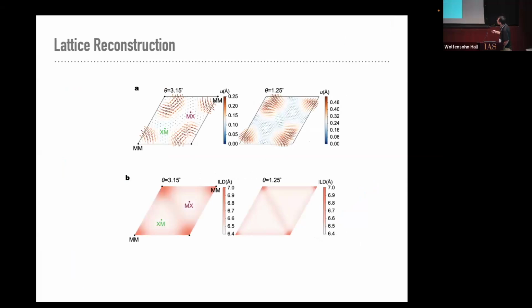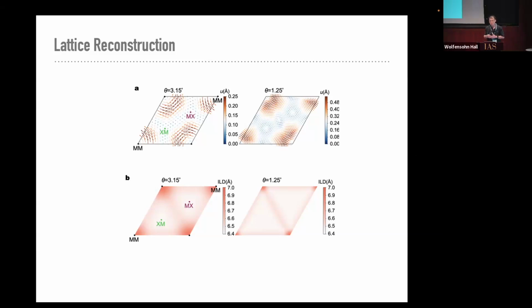Now you can see this is the lattice reconstruction obtained from the neural net calculations. This is at a 3.15 degree, the larger twist angle. You can see that those are the lattice. This is the in-plane relaxation pattern, and this is out-of-plane. And this one is done at a 1.25 degree. But you immediately notice that here, a very clear, very large domain has been developed. This is the MX and the XM region. They have the lowest energy.